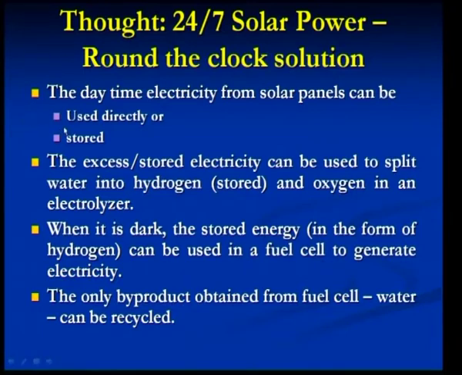Probably the following are a few steps which we can follow. Firstly, the daytime electricity can be obtained from the solar panels, and this energy can either be directly used for our applications or it can be stored too. And then the excess amount of electricity or the stored electrical energy can be used to split the water molecule into hydrogen and oxygen in a device called an electrolyzer.